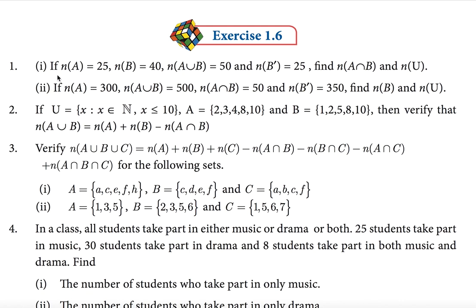Let's see. If n of A equals 25, n of B equals 40, n of A union B equals 50, and n of B dash equals 25, find n of A intersection B, n of U.